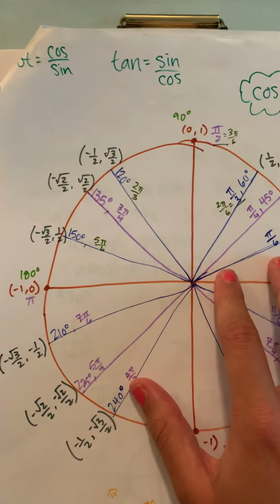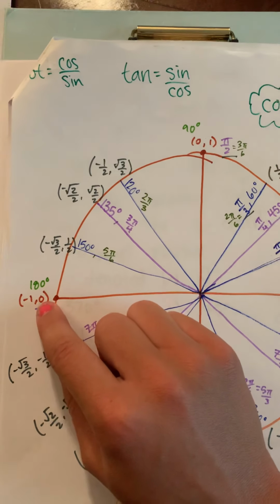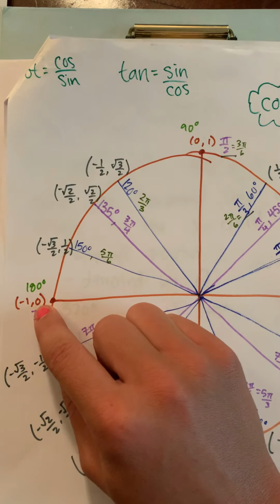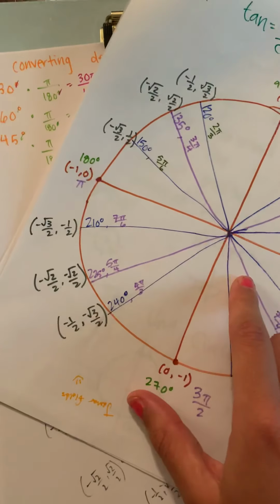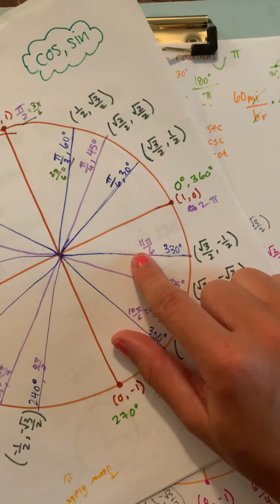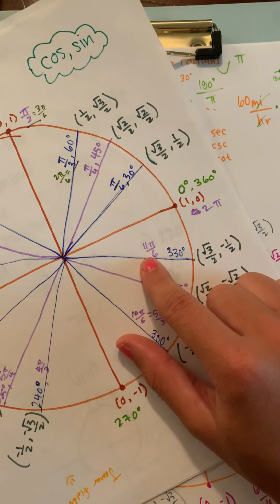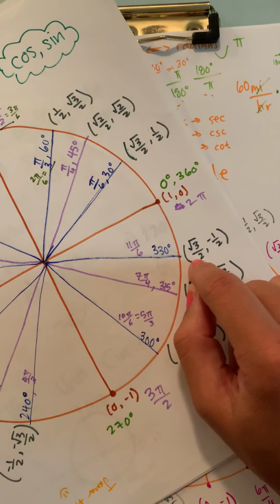What's the sine of pi? You're over here on pi. And sine is the second one, so it would be 0. You would literally say the sine of pi is 0. Or what's the cosine of 11 pi over 6? It would also be the same thing as the cosine of 330. That'd be the same question, and it'd be the first one, root 3 over 2.